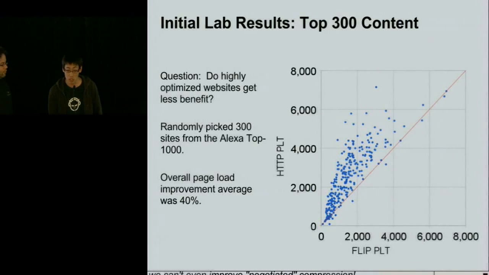Another big question is, what kind of websites is SPDY actually good for? Is it good for the top websites, which are theoretically highly optimized content? So here we randomly picked sites from the top Alexa, the top 1,000. Overall page load time speed up was 40%, which is pretty good.